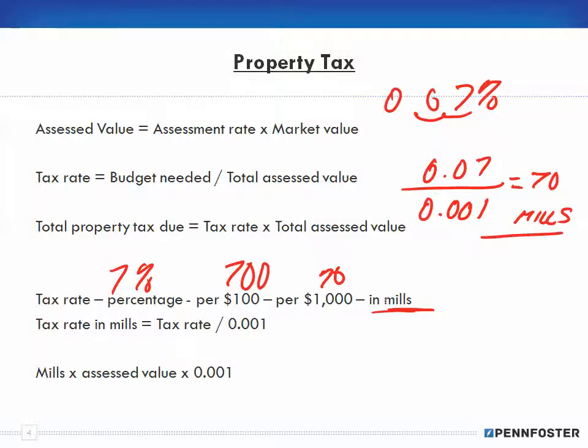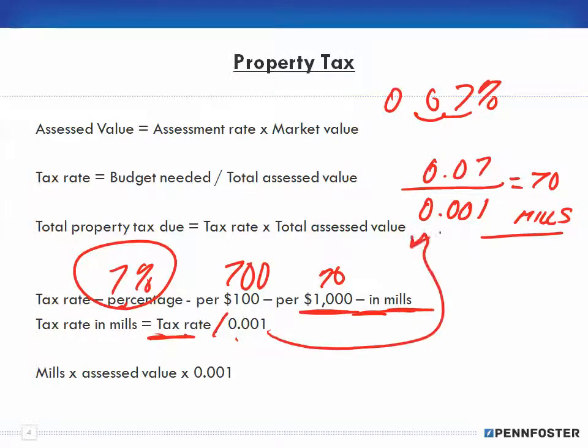So just realize that if you're seeing something in mils, for me, I actually have to think about it for a second, because it's not as intuitive as the number being expressed in thousands, per 1,000, okay? So the tax rate in mils is the tax rate divided by 0.001. So if it's 7%, that's the tax rate, and I'm dividing by 0.001, which is what we did right here.